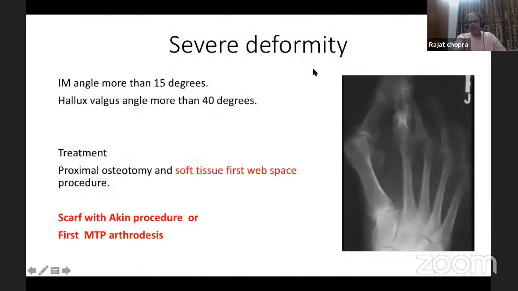And now coming to the severe deformity. The hallux valgus angle is more than 40. This is the case where you have to decide, because you have got a deformity which is more than 40 degrees. If you want to do a scarf with Akin, yes, go ahead, you can do it. But you have to also start thinking in terms of whether maybe doing a fusion, whether maybe doing something more proximal would help. Whichever way, you decide and discuss it with your patient, or you can explain to your examiner that you can do something more proximal, like a Lapidus procedure, or you can do an MTP arthrodesis also.